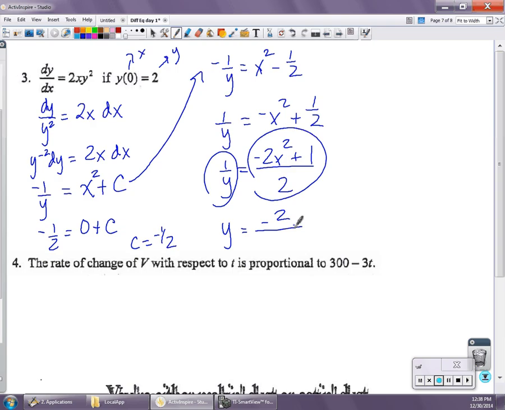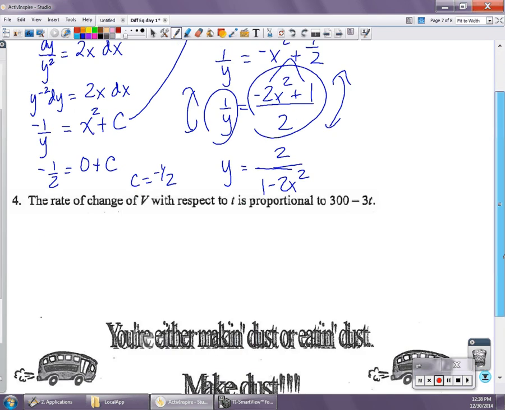Oops, come on, eraser. So in other words, I can flip those fractions. So all I did was flip this side to get y by itself. And also, I know some of you will be wondering what happened. I just switched the order of these two terms so that my first term was positive and made that 1 minus 2x squared. Okay, again, a lot of algebra, a lot of fractions.